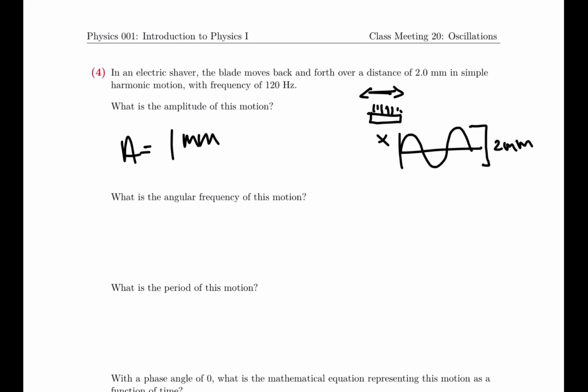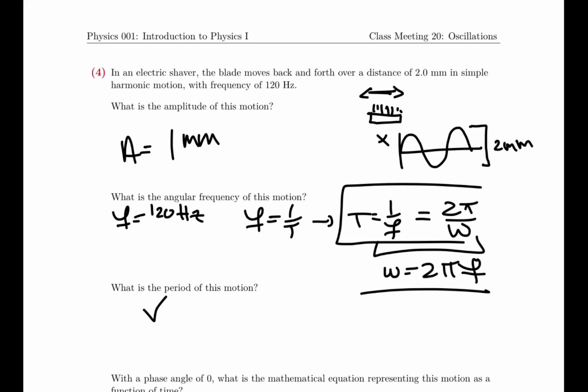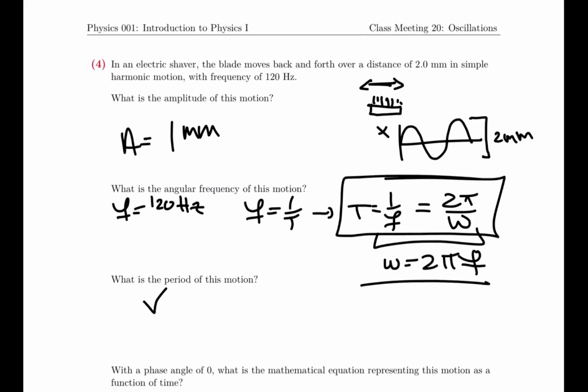What is the angular frequency of this motion? We're told the frequency is 120 hertz. We know that the frequency is 1 over the period, which implies the period is 1 over the frequency. We're also told that the period is 2 pi divided by omega. So I could combine these two and get that omega is 2 pi times the frequency, and get a number there. Essentially, this is the relationship between all 3 of these variables. If you know one of them, you know all 3.